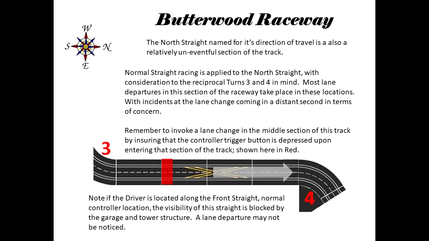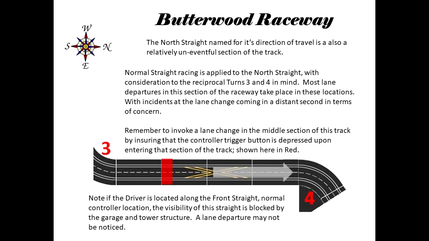Slide 12, North Strait. The North Strait, named for its direction of travel, is also a relatively uneventful section of the track. Normal straight racing is applied to the North Strait, with consideration to the reciprocal turns 3 and 4 in mind. Most lane departures in this section of the raceway take place in these locations, with incidents at the lane change coming in a distant second in terms of concern.